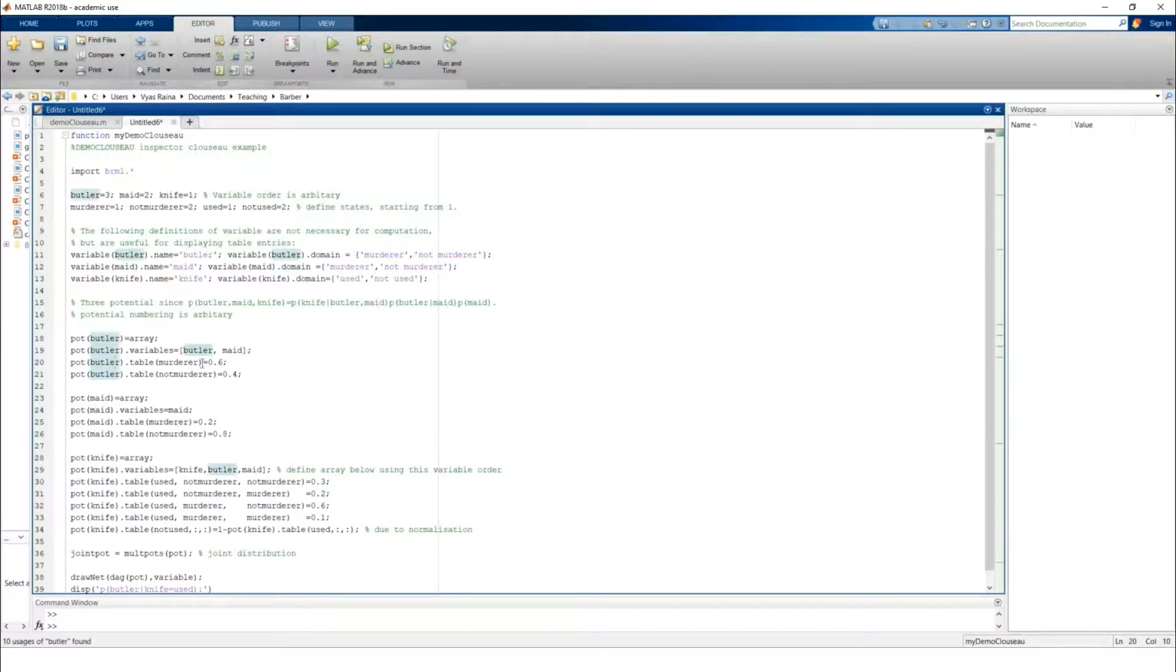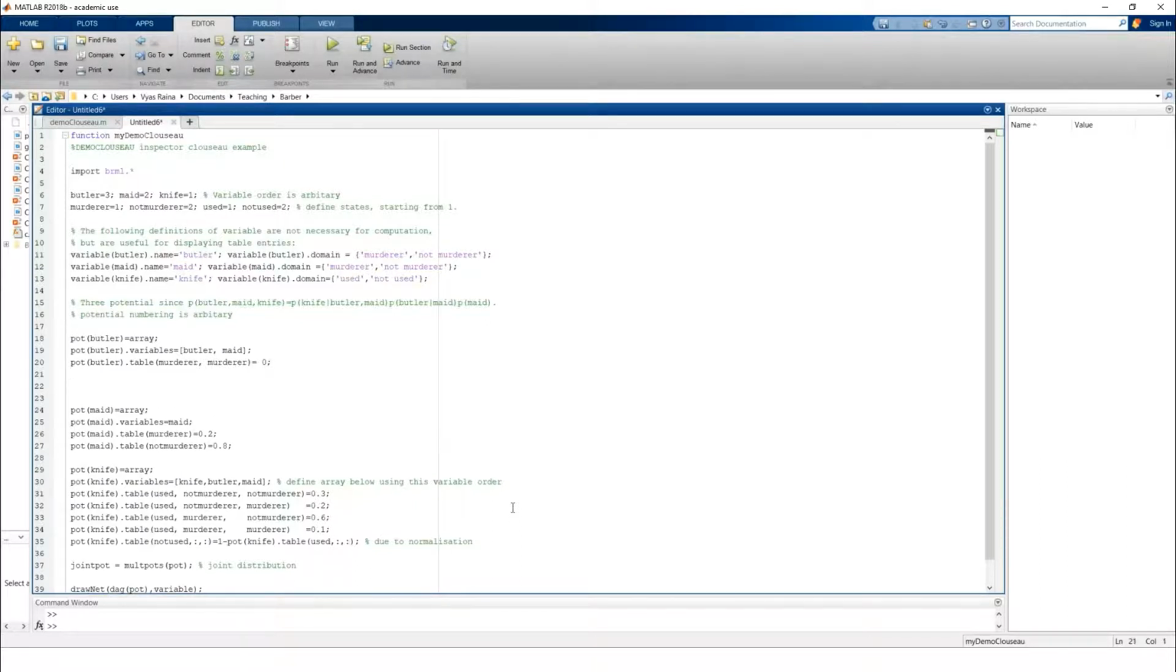The first thing we can say is let's consider the situation where both the butler and the maid are murderers. So the probability of the butler being a murderer given that the maid is a murderer. Let's get rid of this line because we no longer need it. This we know for definite is 0. We know that if the maid is a murderer, the probability of the butler being the murderer is 0.